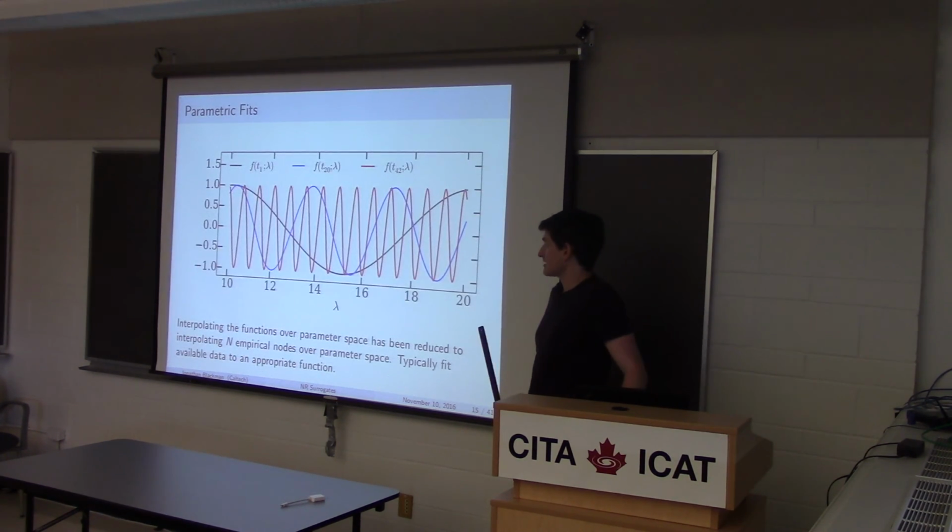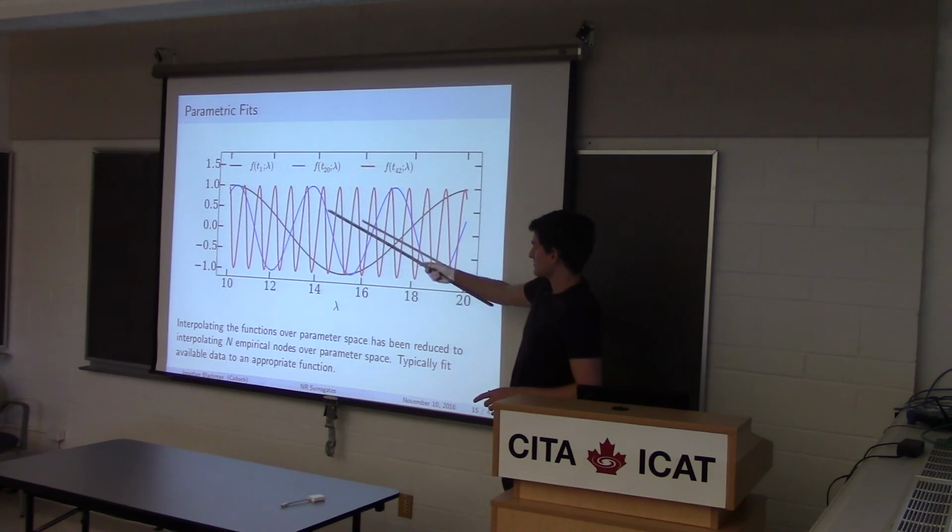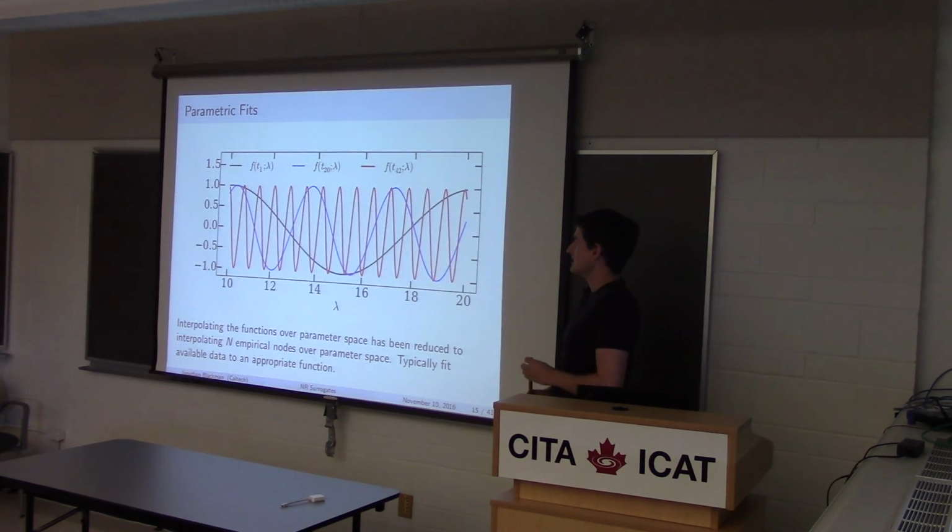So the final step is we needed to know the value of this new solution at the empirical nodes. So we need to figure those out, and that's basically what we've reduced the problem to. So the black curve, for example, is the value of the solution at the first empirical node as a function of parameter space. So we need to build parameter space fits or interpolants or whatever we want to come up with a model of these.